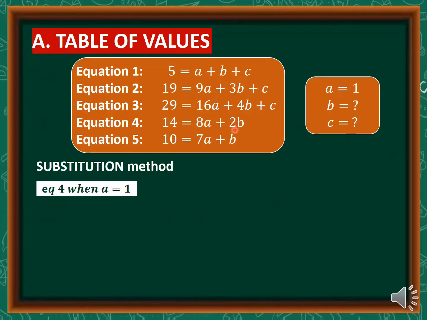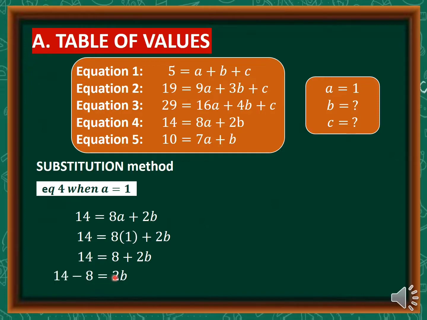Kasi yun yung value na nakuha natin kay a. Now, we will use it. We have 14 is equal to 8a plus 2b. I-substitute natin ang value ng a. So, we have 14 is equal to 8 times 1 plus 2b. 8 times 1, we have 8. 8 plus 2b. Now, para ma-isolate natin yung 2b, kailangan si 8, since parehas naman siyang constant or number, i-transpose natin siya to the other side. So, 14 minus 8 is equal to 2b.